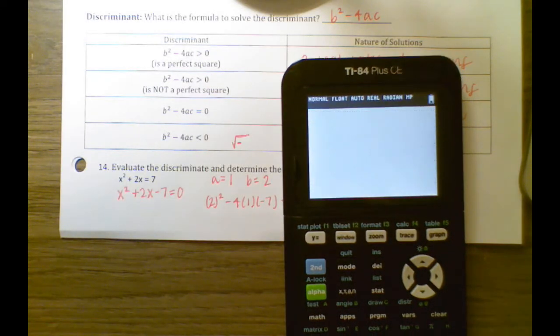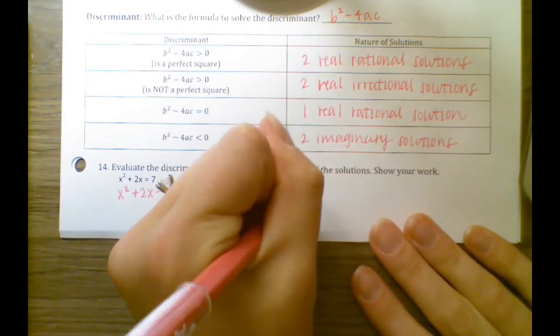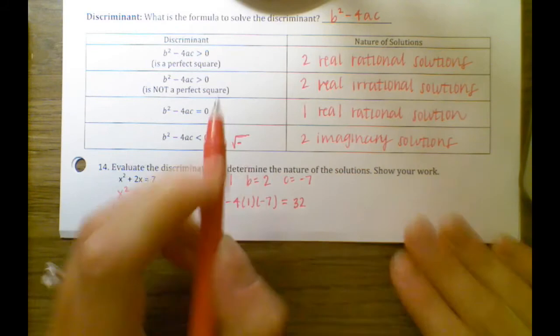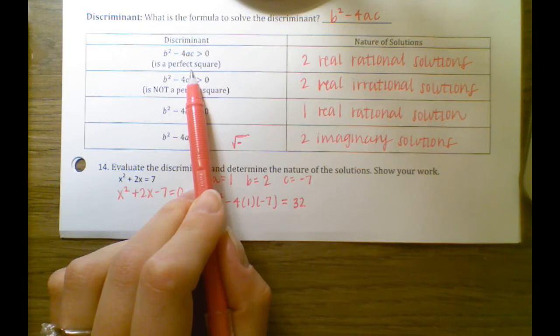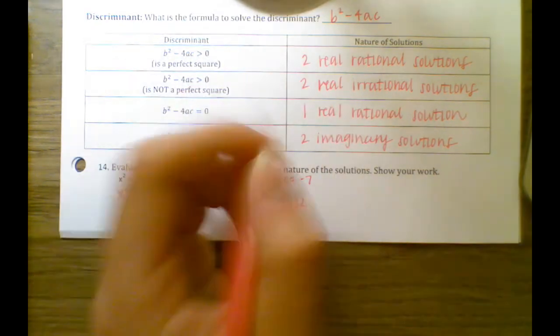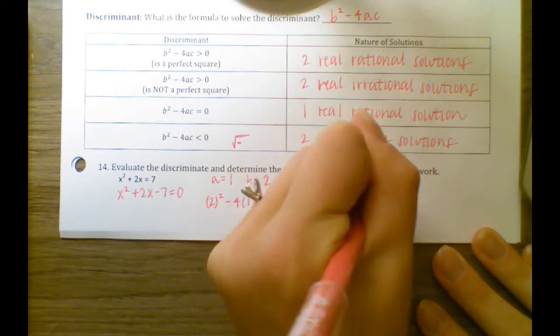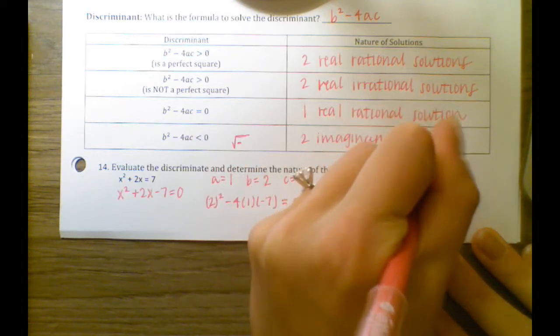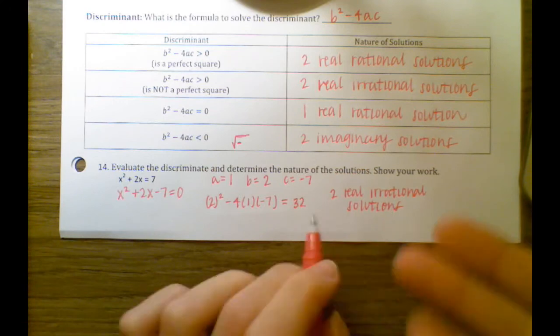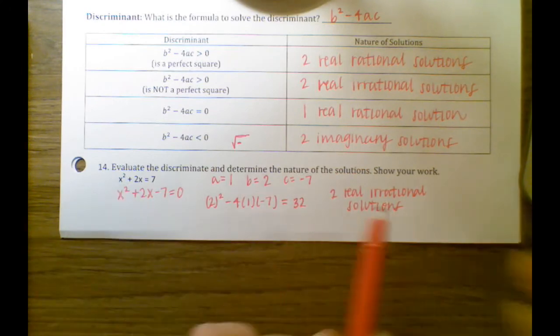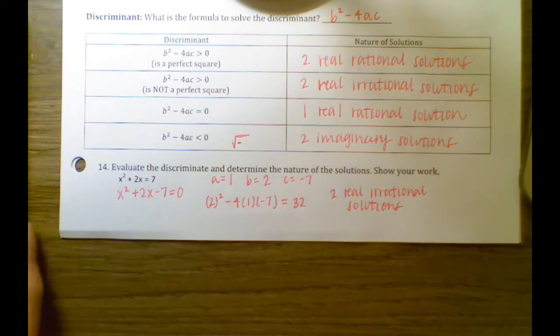2 squared minus 4ac, which is 32. That is greater than 0. Now I have to determine if it's a perfect square or not. Can I take the square root of 32? No, you can't. So that means I'm going to have two real irrational solutions. Meaning they're going to stay in radical form, okay? It's not going to come out to be a nice whole pretty number like it did in number 13. All right? Let's flip the page.